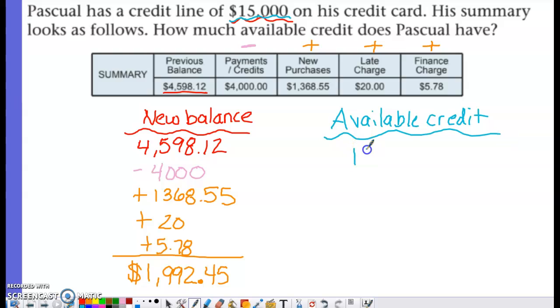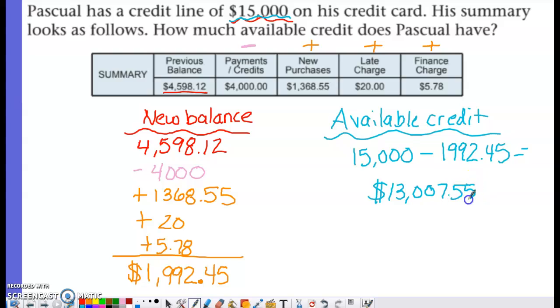we're just going to go ahead and take this $15,000 and we are going to subtract the $1,992.45. It looks like for available credit, we're going to get $13,007, excuse me, and 55 cents. So that's how much money he can still charge to his credit card. And payments and credits, we're going to subtract those from the previous balance because that's less money that we owe. Then we have to add in all of these new purchases, late charges, and finance charges.